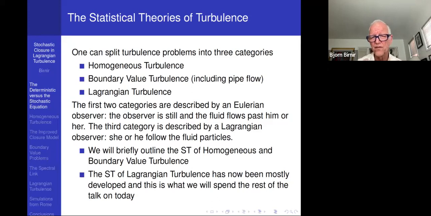In the first two cases, we're going to use the Eulerian description, where you stand and you see the flow go by you. And in the last case, the observer follows the fluid, and he or she follows the fluid particles. So we're going to briefly outline the stochastic closure theory of homogeneous and boundary value turbulence, to give you a little overview, and then we'll come to the closure theory of Lagrangian turbulence, which now is mostly developed, even though it isn't completely published yet. And I'm going to spend the rest of the talk on that.